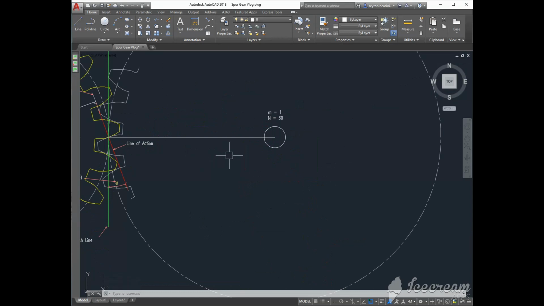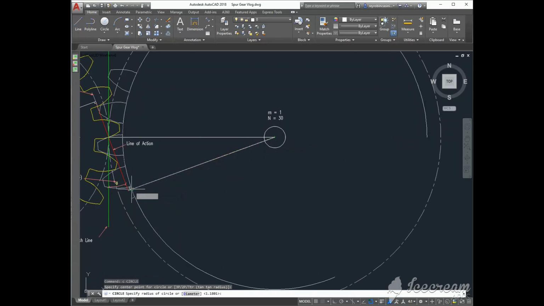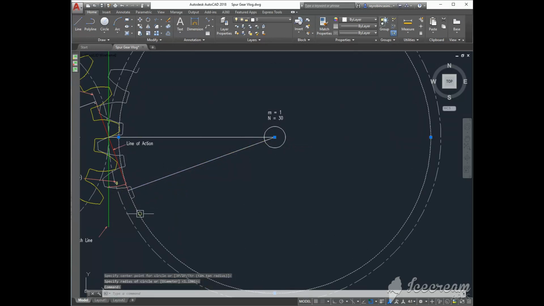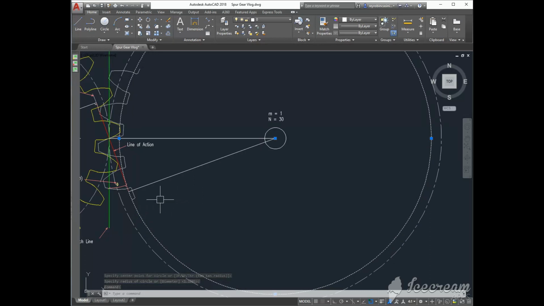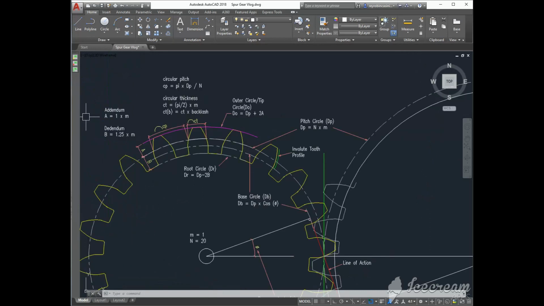For this gear, the radius of the base circle can be geometrically determined by making a line from the center of the gear and perpendicular to the line of action. So this will now be our base circle for this gear. The tip circle or outer circle.